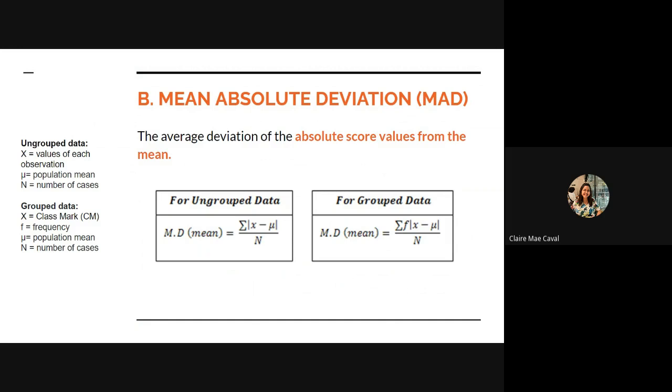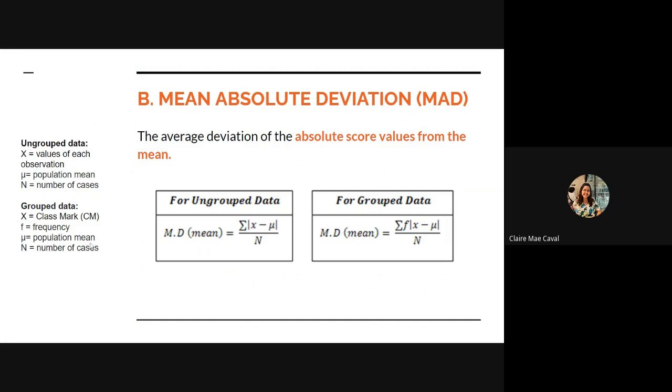You need to group them into a frequency distribution, organize them rather into a frequency distribution table and tally or count how frequent the observations are throughout the distribution. Okay? So let us define or give meaning to each of these symbols. X here is the values of each observation. Mu, this is read as mu class. This is a Greek letter denoting population mean. Capital N is the number of cases or the population size.